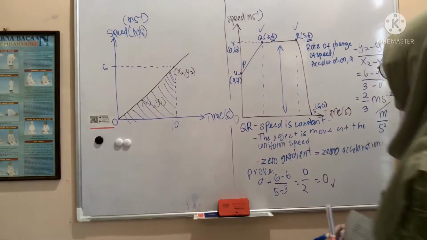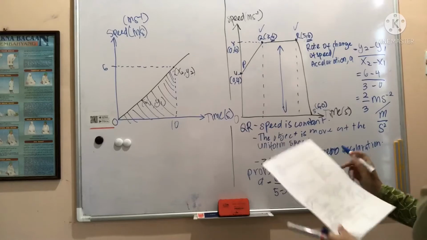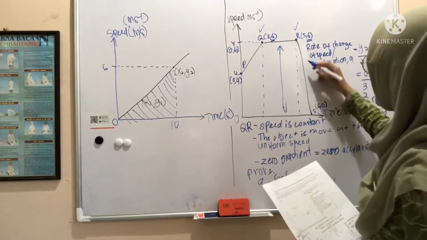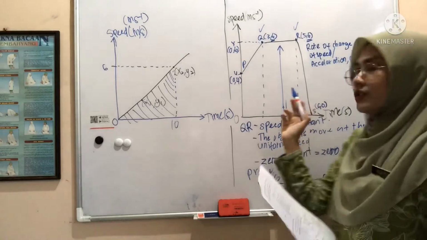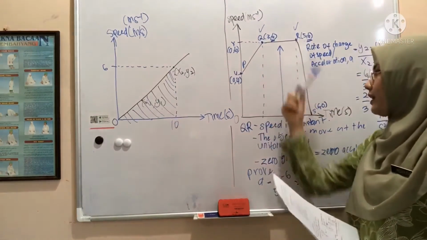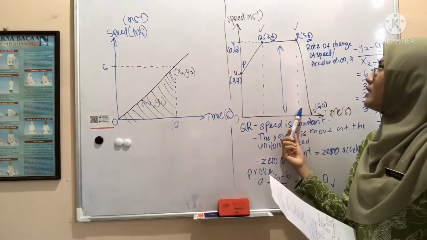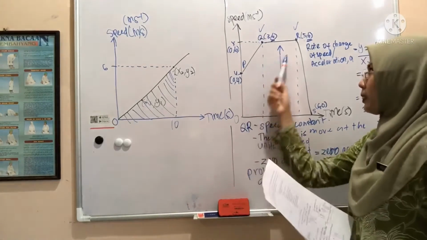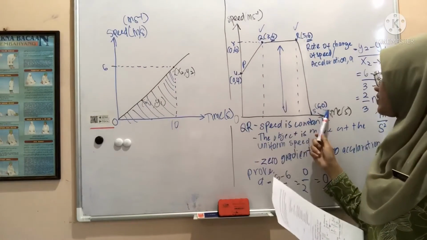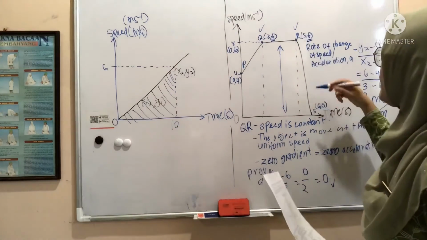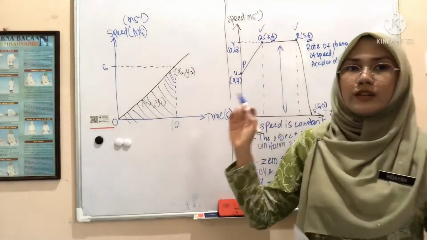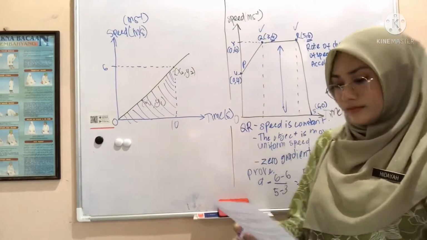Alhamdulillah, good. Okay, last one. We will calculate the acceleration of RS. Since you can see, for RS the speed is going down from 6 to 0. So the motion is having deceleration.